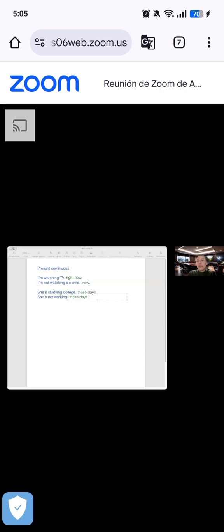What does this have to do with level A2? Well, we're going to add a third context to this present continuous. Present continuous for future plans. Present continuous for future plans. So exactly the same structure, we're going to use it, but for future plans.